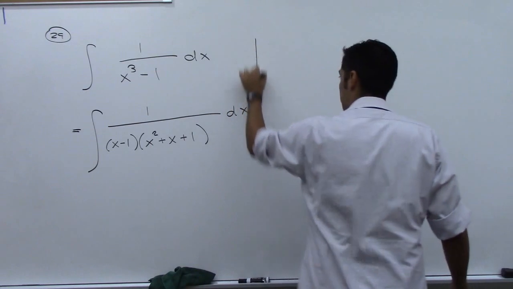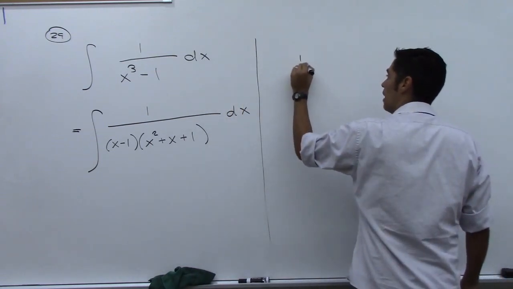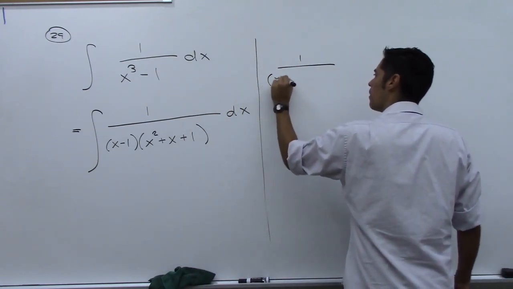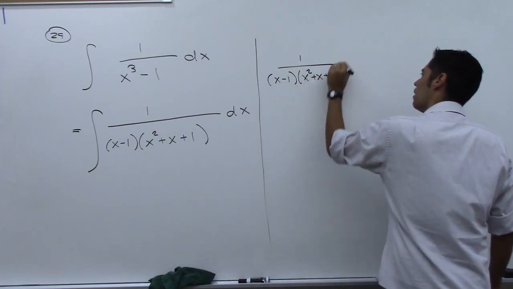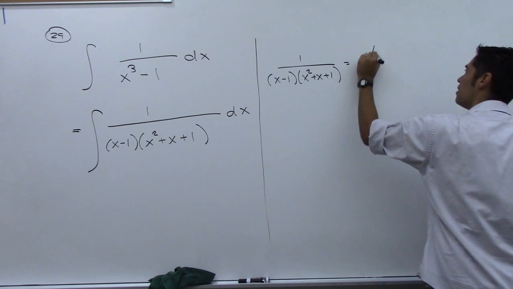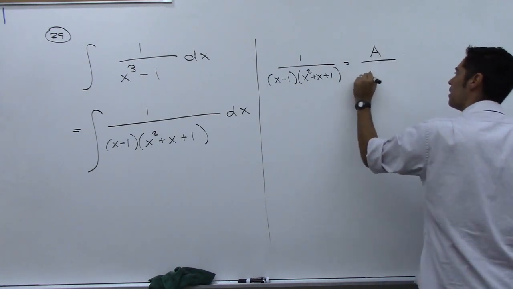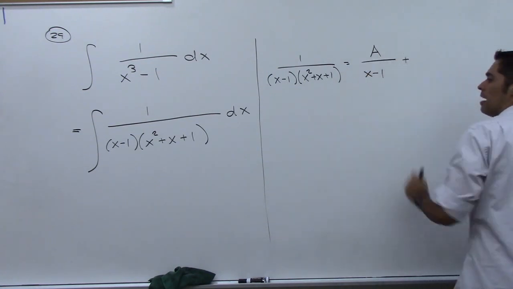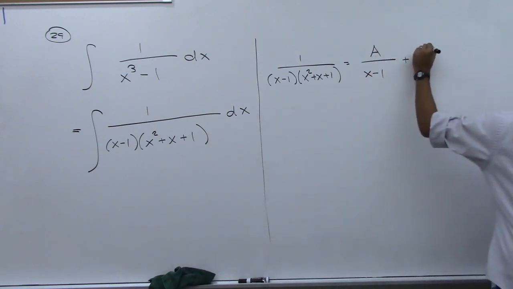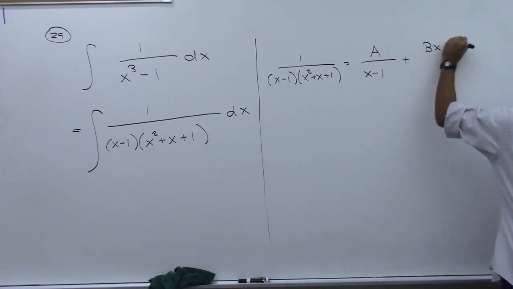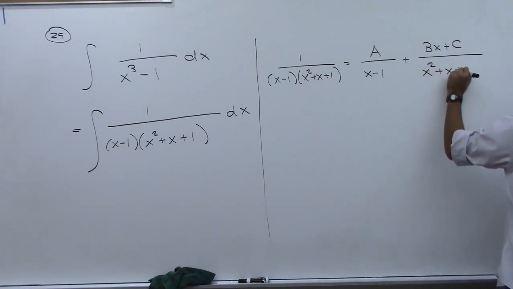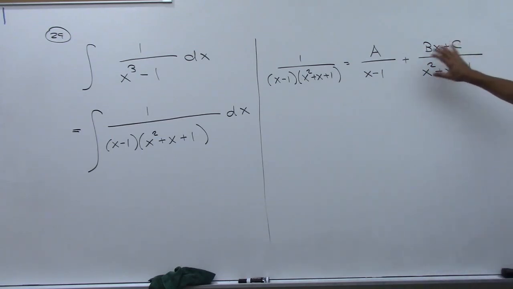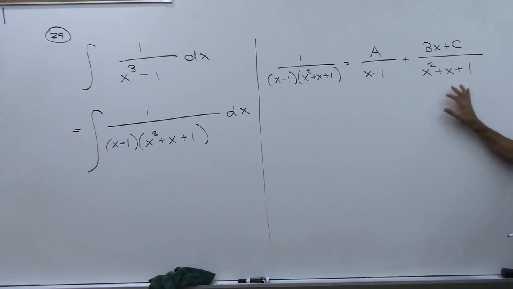So what that tells me is that I need to find a way of rewriting this as, first of all, a constant over my distinct linear factor. And then because I have an irreducible quadratic, I need a linear expression over that irreducible quadratic. And then this problem here, if we can figure out what B and C are, this problem will turn out most likely like the previous problem was.